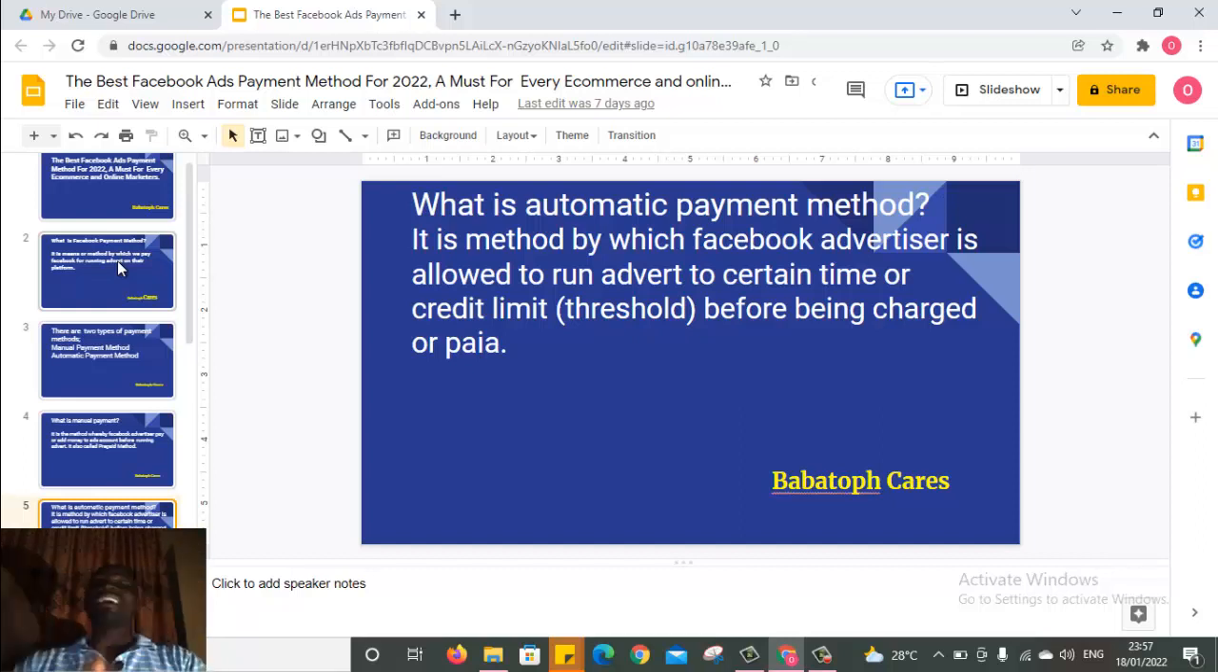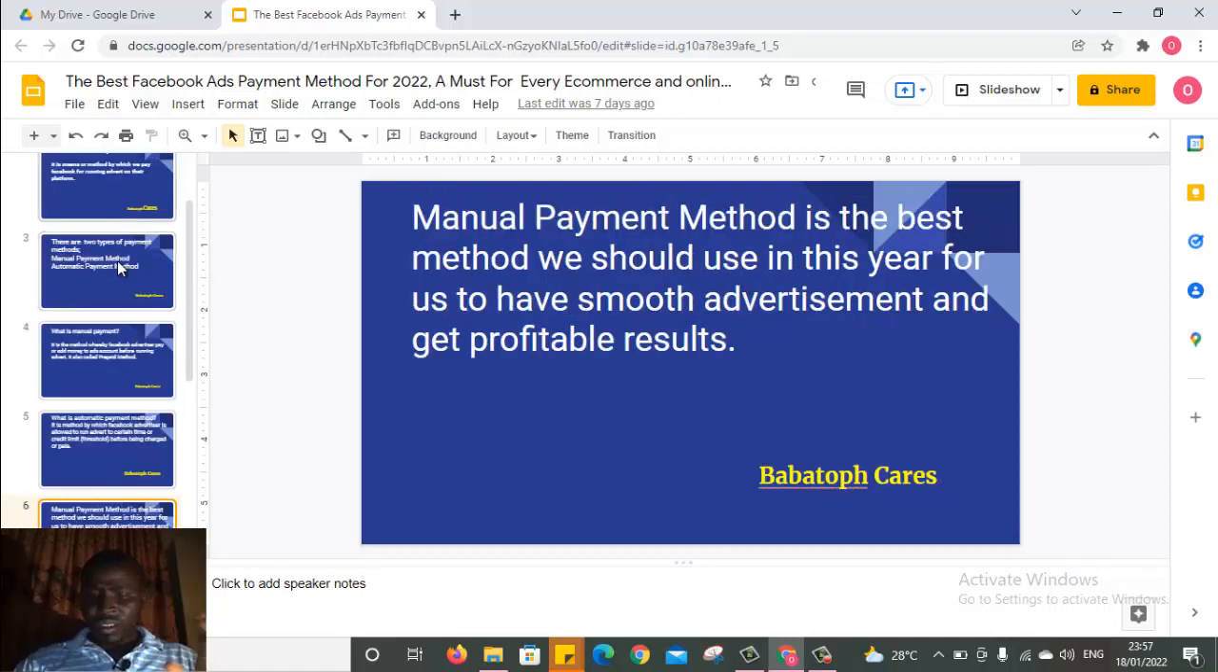When you run advert to that level, you are charged again. That's the way they upgrade it. But there is a temptation there. I'll be explaining that. Okay, let's move.